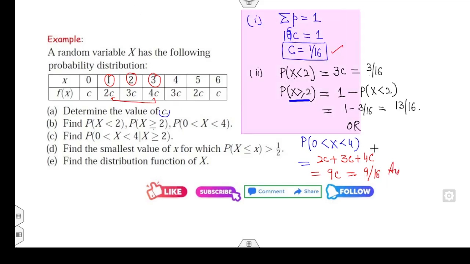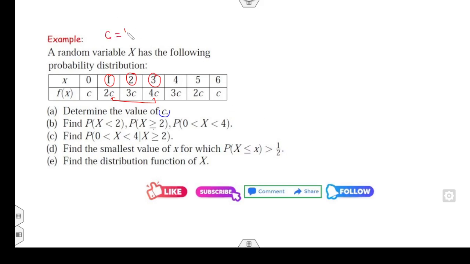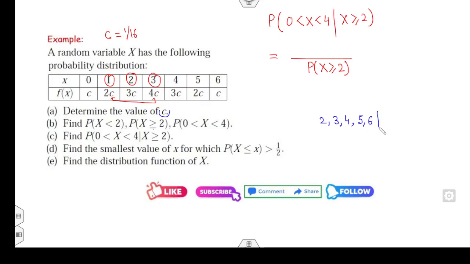Now look at the next part. It is a conditional probability. Remember, c is 1 over 16. The probability that x lies between 0 and 4, given x greater than or equal to 2. As I told you, you can write the probability of x greater than or equal to 2 in the denominator. Look at the numbers which satisfy x greater than or equal to 2: 2, 3, 4, 5 and 6. Out of these 5 numbers, which satisfy the given requirement? Only 2 and 3. So in the numerator we have x equal to 2 and x equal to 3.